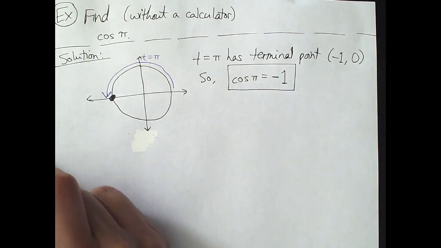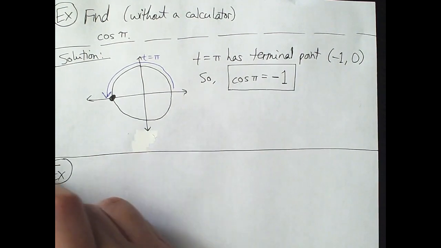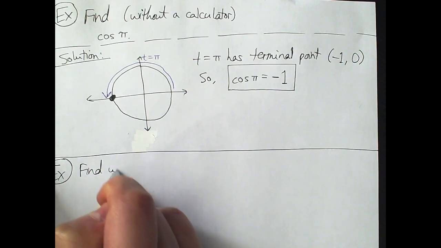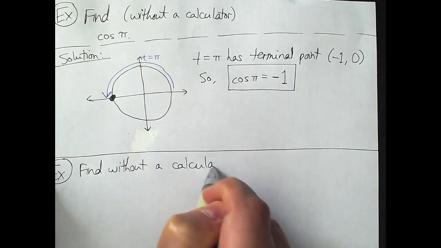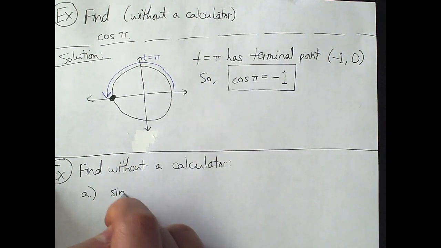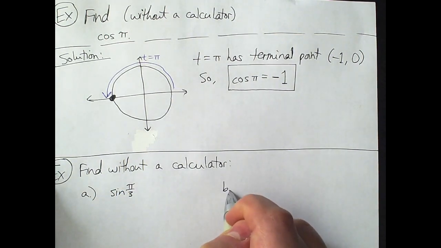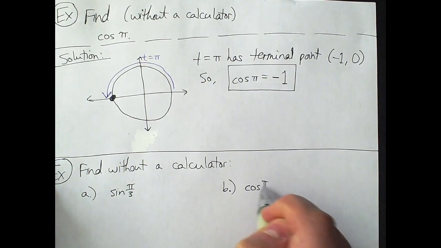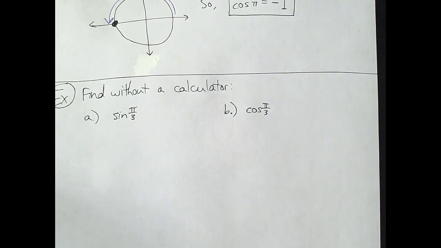How about one more of these before we move on to anything else? Find, without a calculator, let's say it's part A and part B. I'll ask you to find sine of pi over 3. And I'll ask you to find cosine of pi over 3. Let's take a minute, pause the video, see if you can calculate these.